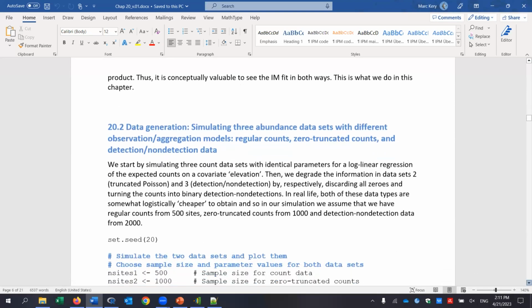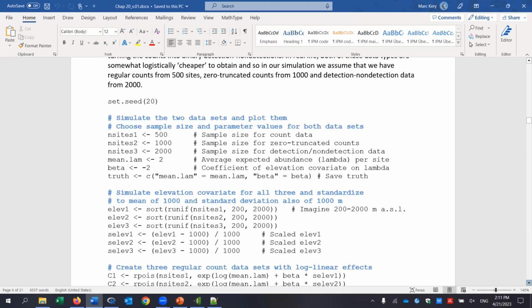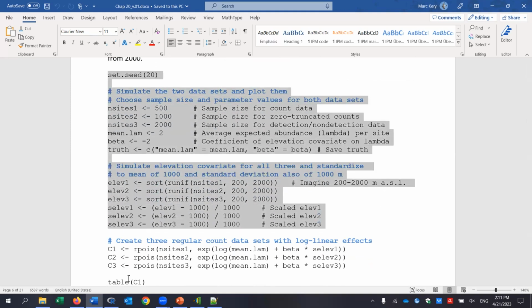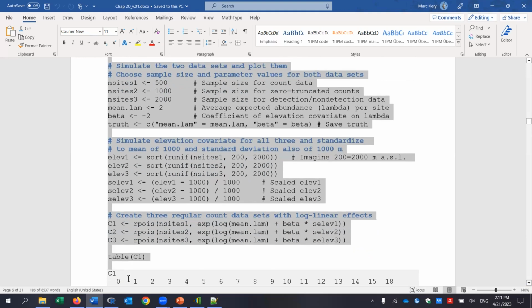Okay, we do some data simulation here. Now you see me executing R at my best: I copy paste from a Word file. I hope it's not too fast going back and forth, but I try to give ample explanation of what I'm doing here.